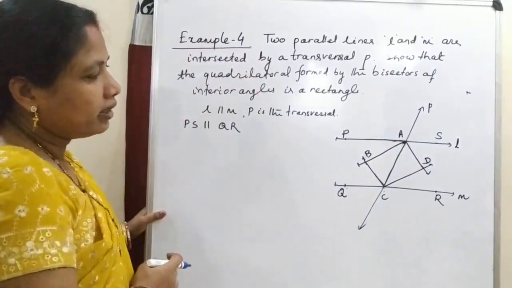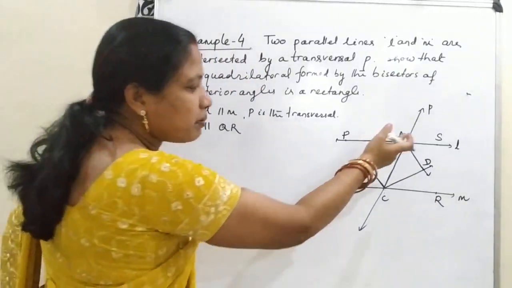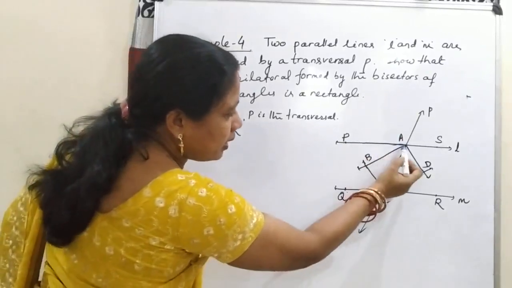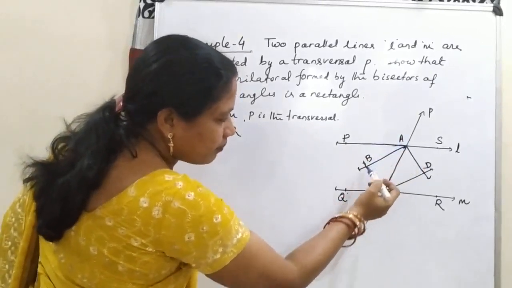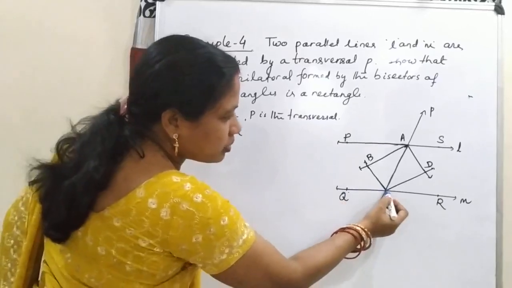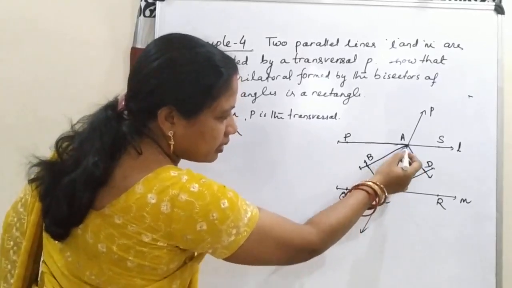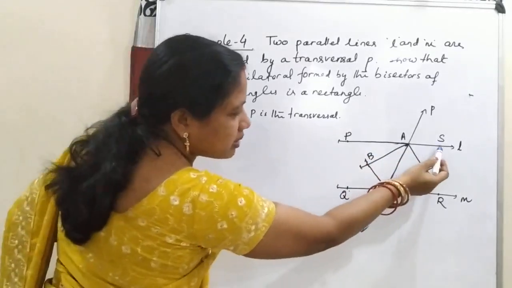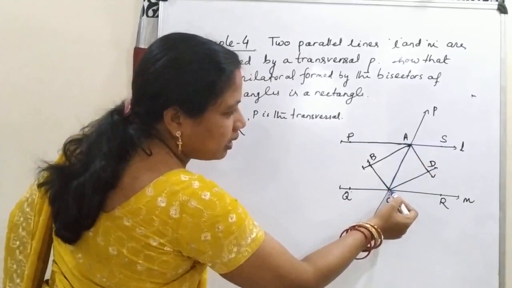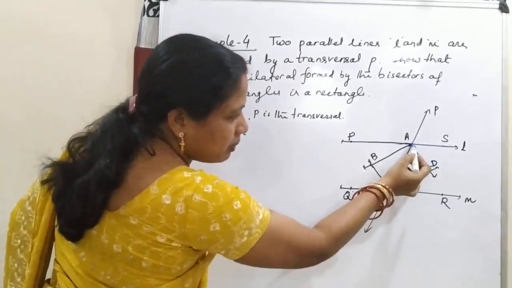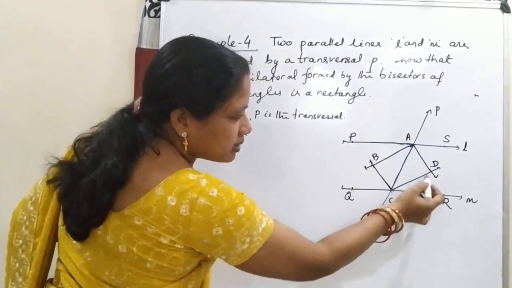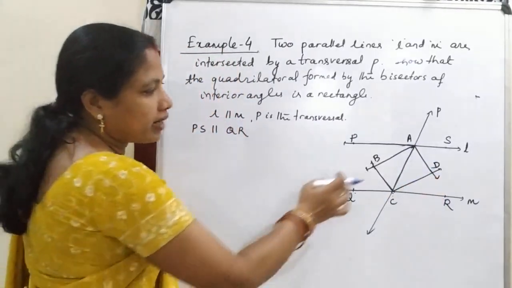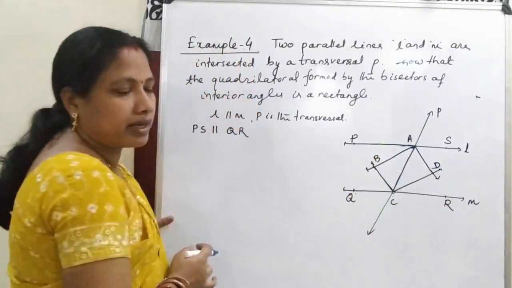And in the question it is said that the angle bisectors of the interior angles. The angle bisector of PAC is AB and the angle bisector of QCA is CB. They meet at point B. Similarly, the angle bisector of angle SAC is AD and the angle bisector of ACR is CD. They meet at D. We have to prove that ABCD is a rectangle.